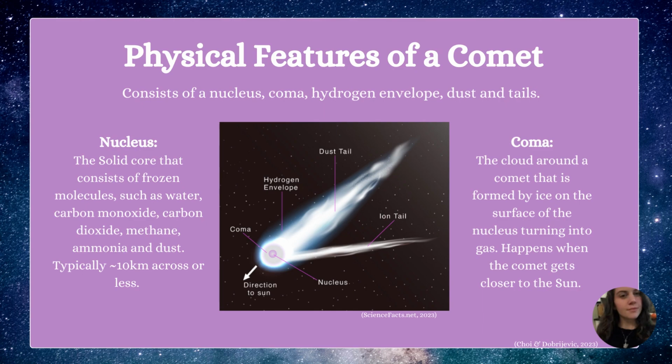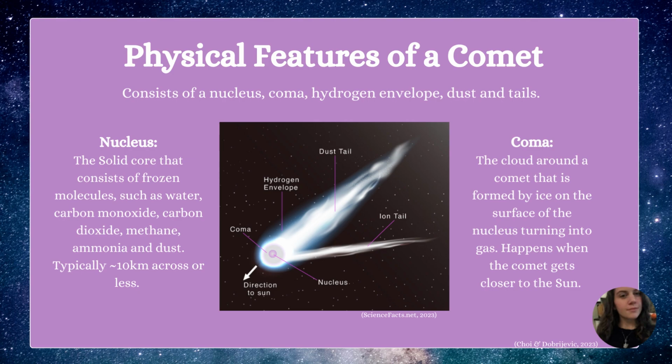So the physical features of a comet consist of a nucleus, a coma, hydrogen envelope, dust, and plasma tails, or just tails, because there's two different types. We're going to start off with a nucleus, which is a solid core that consists of frozen molecules such as water, carbon monoxide, carbon dioxide, methane, ammonia, and dust. And they typically range from around 10 kilometers across or less.